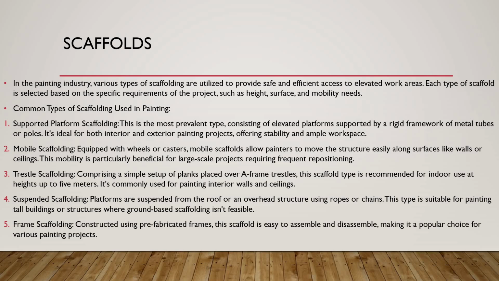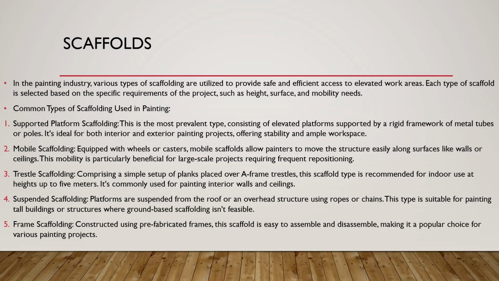This is the most prevalent type, consisting of an elevated platform supported by a rigid framework of metal tubes or poles. It is ideal for both interior and exterior painting projects, offering stability and ample workspace. Mobile scaffolding is equipped with wheels or casters. Mobile scaffolding allows painters to move the structure easily along a surface like walls. This mobility is particularly beneficial for large-scale projects requiring frequent repositioning.